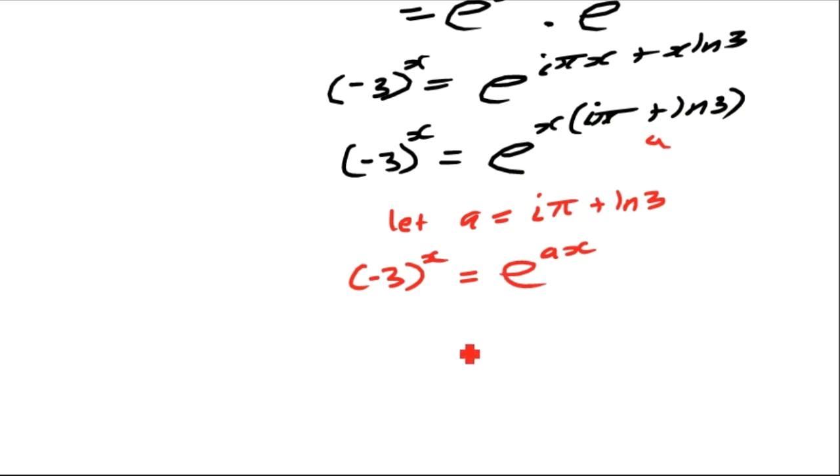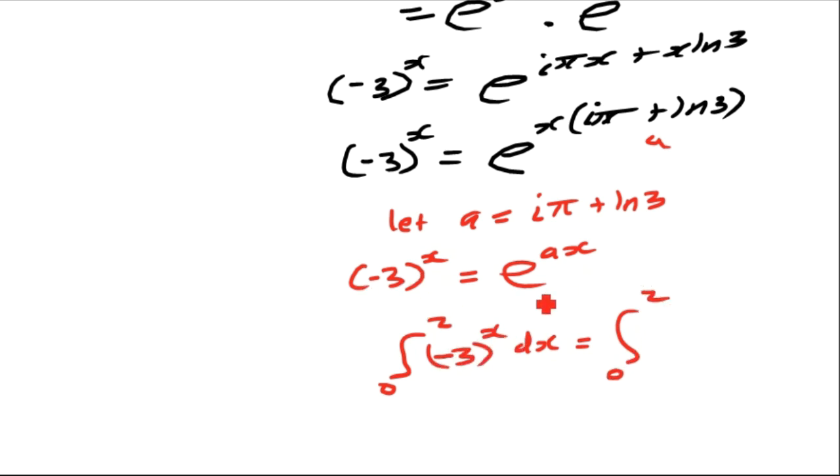So if we go back to our problem, you were told to integrate from 0 to 2 of negative 3 raised to power x with respect to x. That will be the same as the integral from 0 to 2.